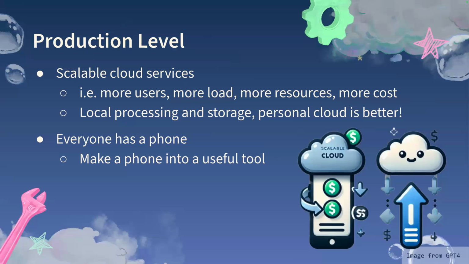Also, we can use personal cloud. So, for example, Google Drive is an example of personal cloud, and the user owns their data on Google Drive, and also they pay for their storage themselves. So as a developer, we don't actually sacrifice any of our resources when we use those APIs. Everyone has a phone as well, and we want to make their phone into a useful tool. And I think that's why I love app development, because phones can be really useful.